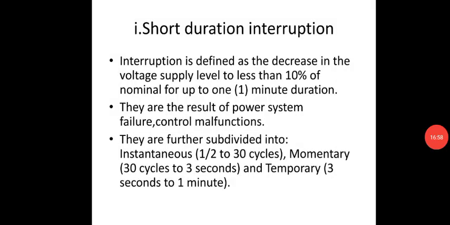You can have the interruption in your voltage supply. They are further divided into instantaneous, that is 0.5 to 30 cycles, and momentary, that is 30 cycles to 3 seconds. 3 seconds means 3 by 0.02, that is 150 cycles. That is 30 cycles to 150 cycles. And the temporary, that is 150 cycles to 3000 cycles, that is 1 minute.